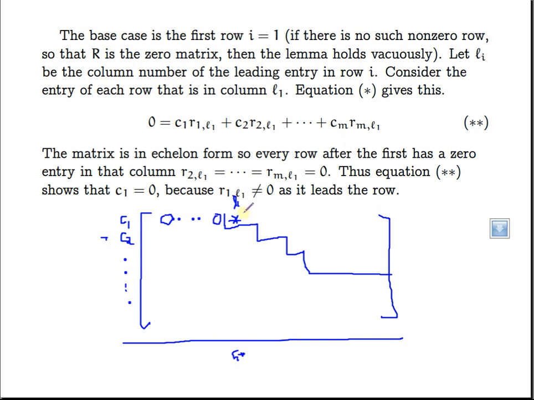And as long as this entry is not 0, then this entry would not be 0. Or you could say that the result says that if this is 0, then C1 must be 0. So that shows that we cannot have R1 in this linear combination. So that proves my base case.